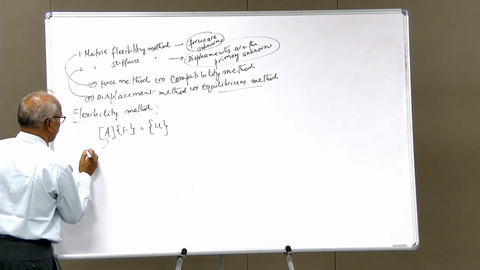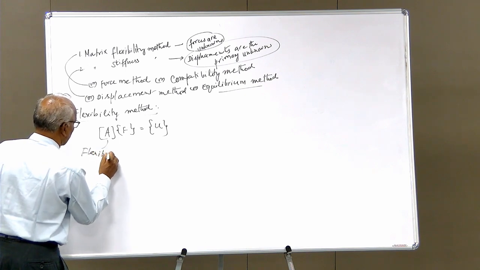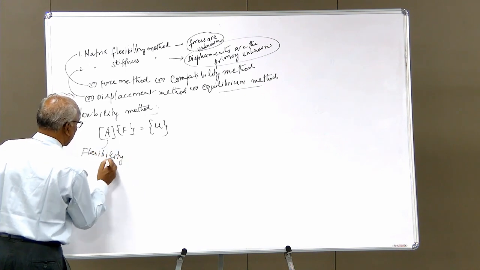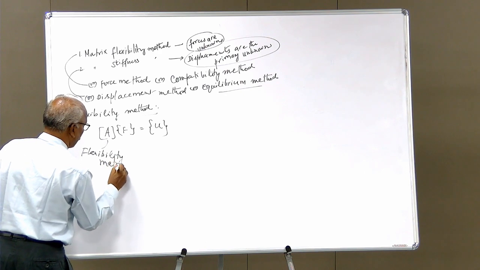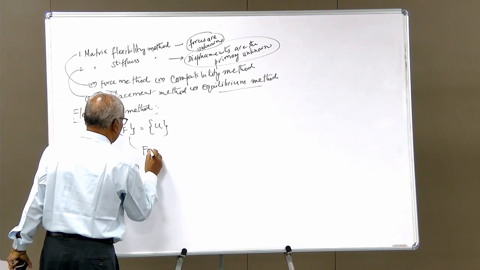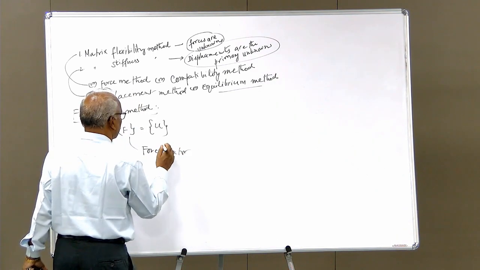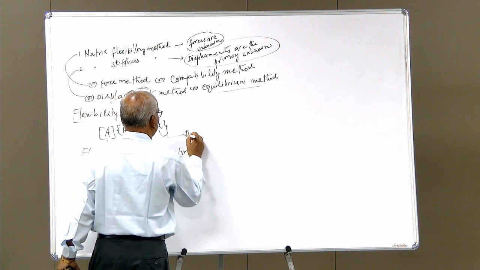Now this is the flexibility matrix. This is the force vector. This is the displacement vector.